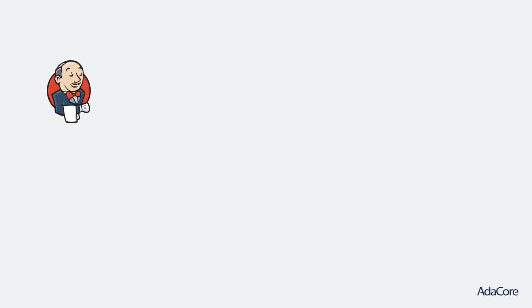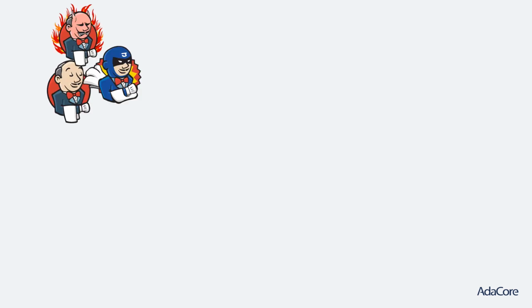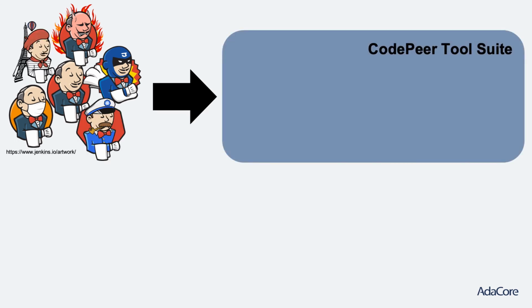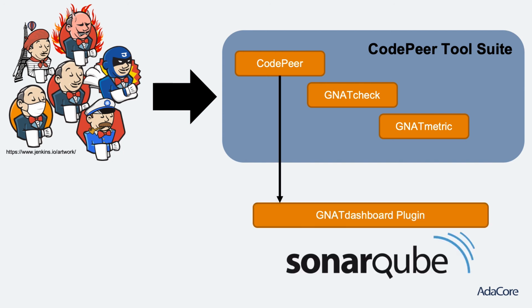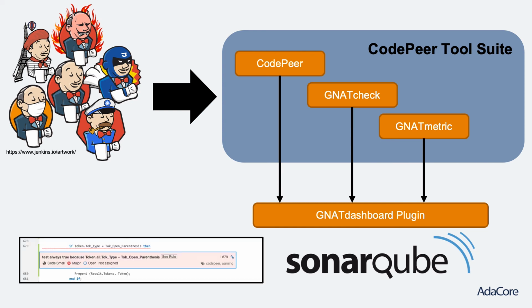CodePeer ships with a Jenkins plugin that IT teams and DevOps engineers can use to integrate CodePeer into a Jenkins build environment. CodePeer, GNATcheck, and GNATmetric also can display results in continuous monitoring dashboards, such as SonarQube, to enable the visualization of a program's metrics, such as technical debt.